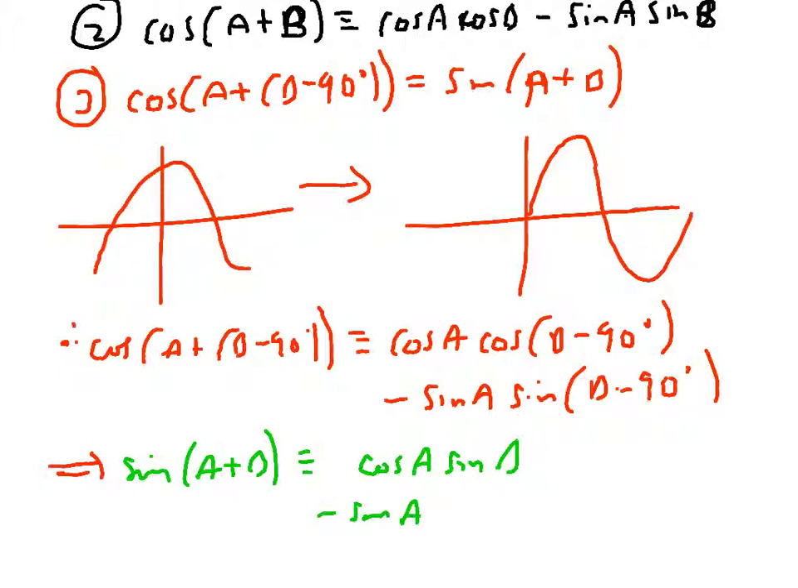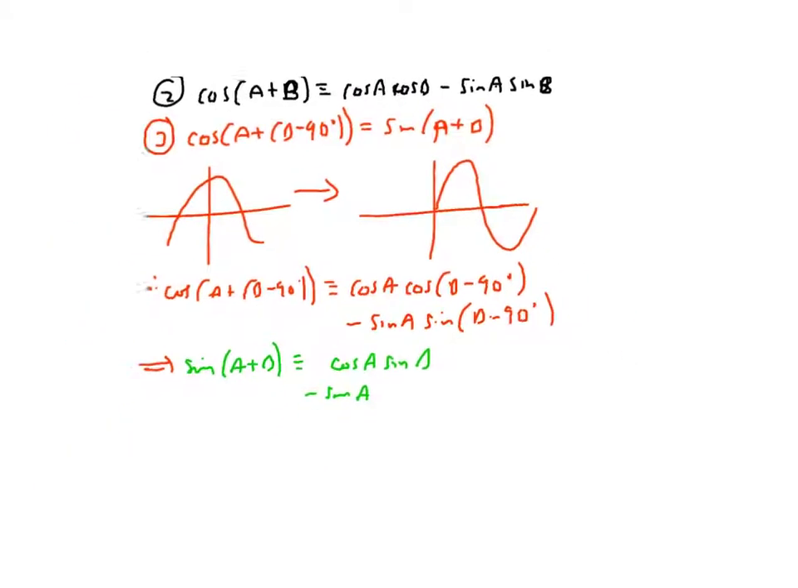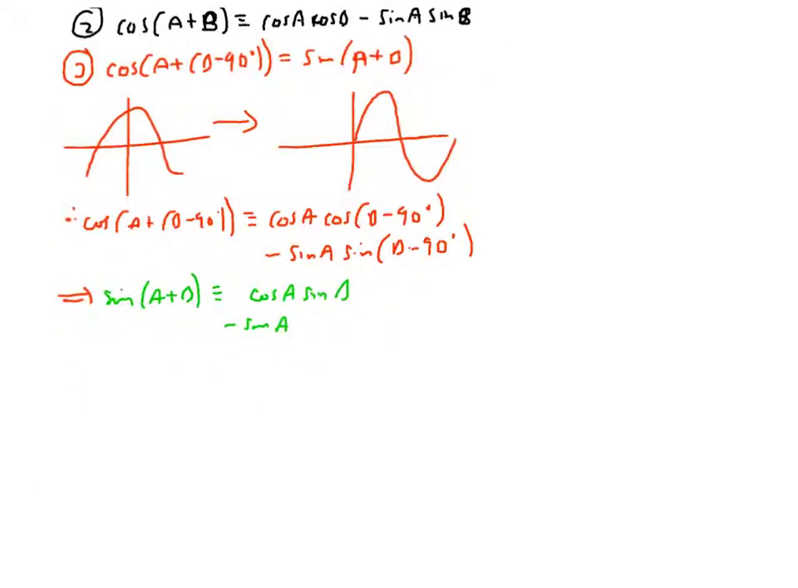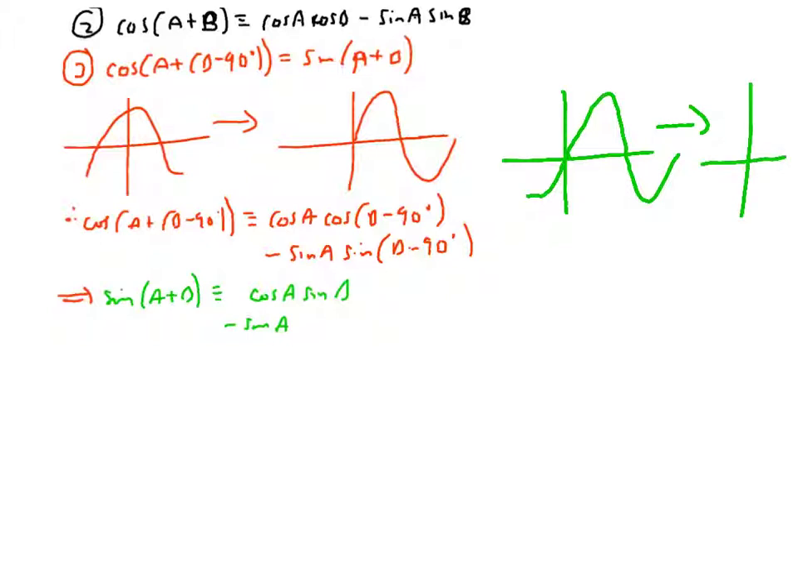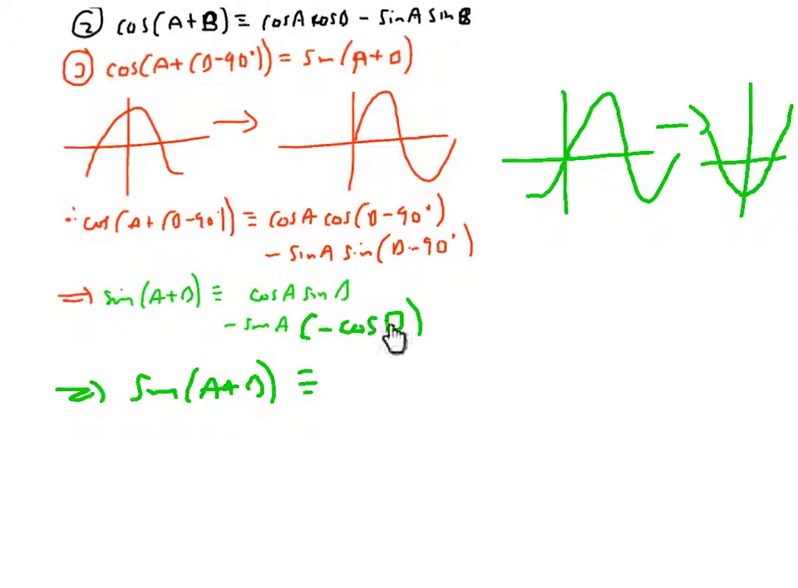And in this part, sine B minus 90, if I think about that, so here I have the sine graph, yeah? Then if I translate it by 90 degrees to the right, I actually get the graph of minus cos x. So minus sine A times minus cos B. So that implies that sine A plus B is always equal to, this is now positive, right? So I can say sine A cos B plus cos A sine B. So that's our number 3.